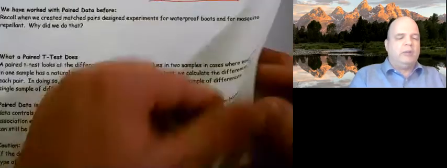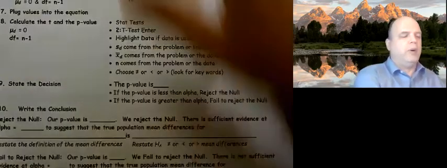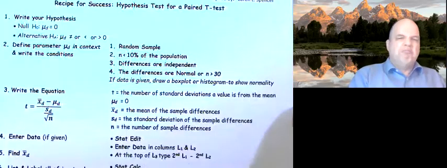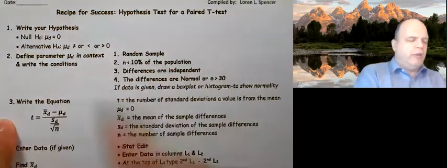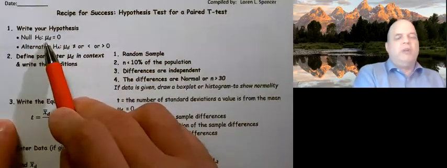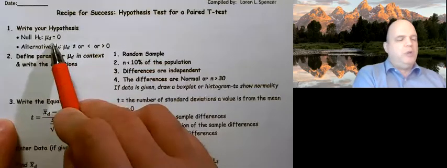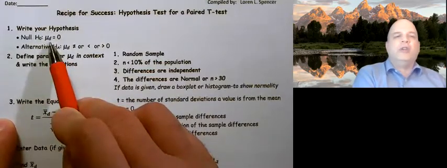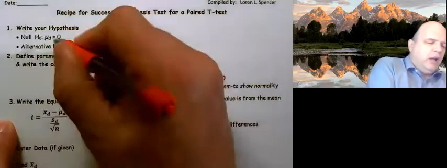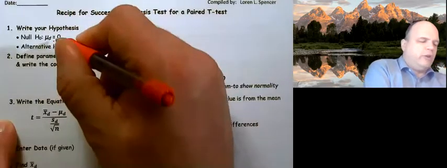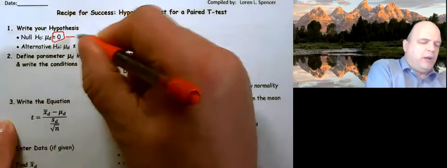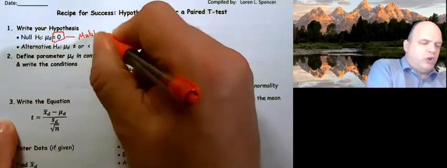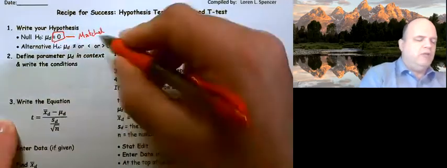I'd like to look at the recipe sheet very quickly before we actually get going, mainly to point out that it's very, very similar to running a regular t-test. So first off, instead of a mu equals, we have a mu d equals, so it's the mean of the difference equals. And by the way, except for very, very rare circumstances, when we're talking about a matched pair, we are almost assured that this is going to be equal to 0.